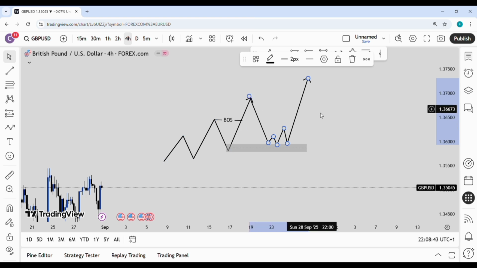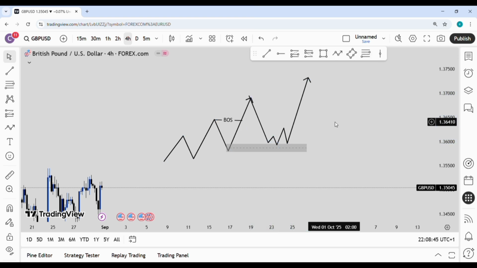Now if you want to mark out your order block from the 1-hour time frame, then you're going to wait for your entry in the 5-minute time frame. If you're marking out your order block in the 4-hour time frame, you're waiting for your entry in the 15-minute time frame. Okay, let's take all this out.